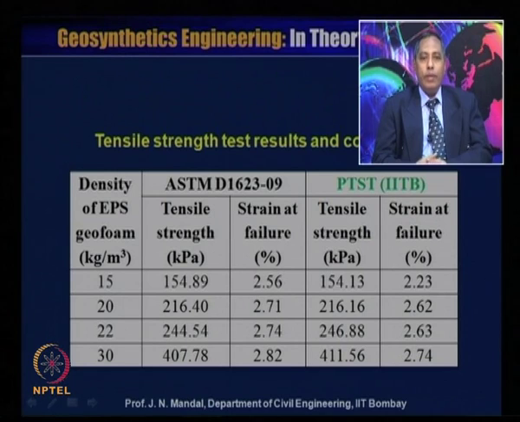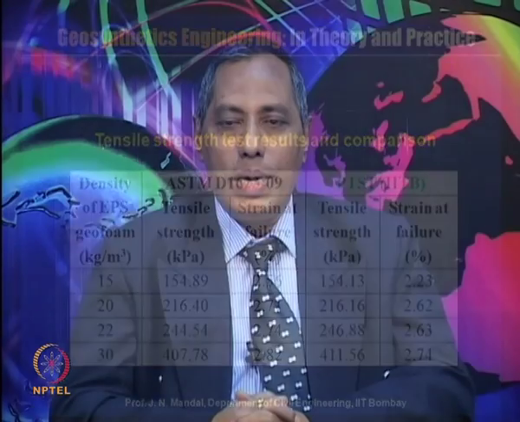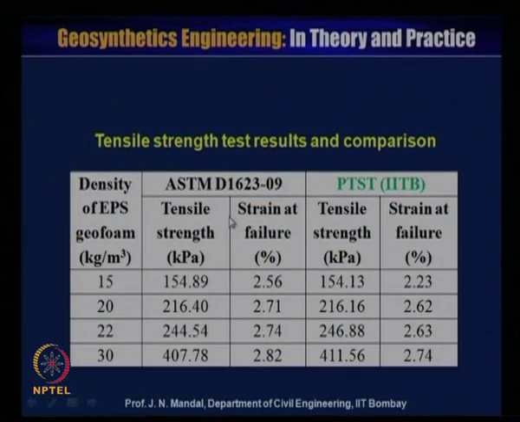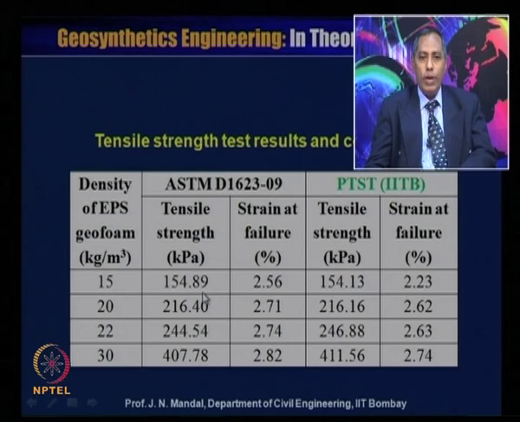So, here is the table which shows the tensile strain test result and the comparison with ASTM D1623-09. We are proposing this because it is very easy to produce this kind of product, very easy for the gripping arrangement, and very easy to perform the test. So, the density of EPS geofoam is 15 kg per meter cube; as per ASTM D1623-09, tensile strength is 154.9 kilopascal and strain at failure is 2.56%.